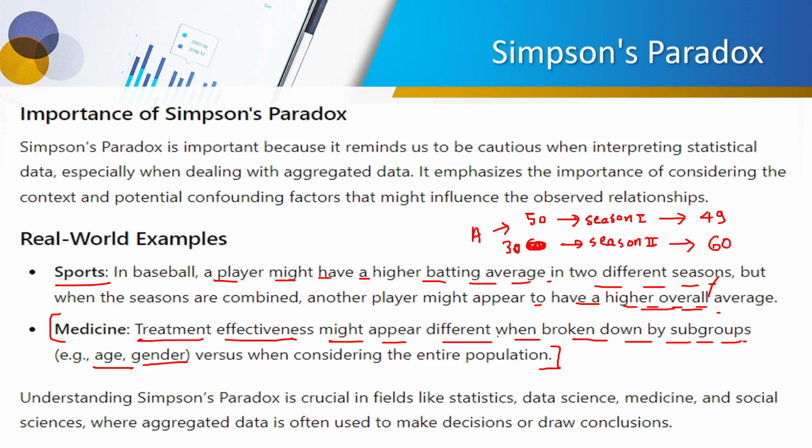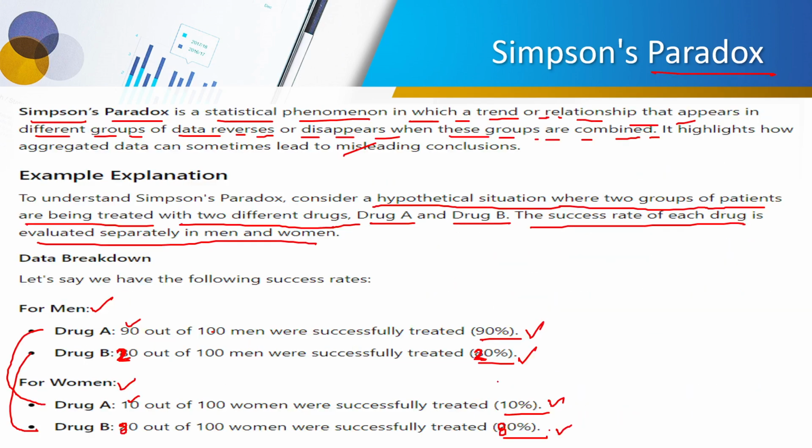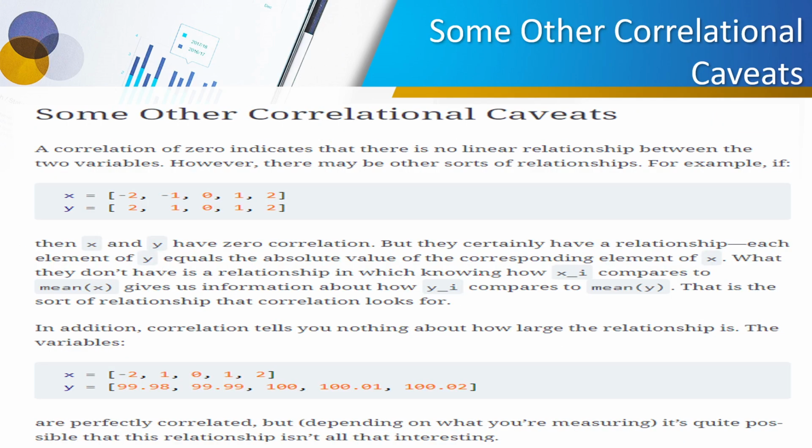Instead of sports, the medicine is a good example because it is already explained over here. This concept is just theoretical, so for understanding purposes, you can explain this concept in a proper way with drug A and drug B. That is the Simpson's paradox we have in our case.